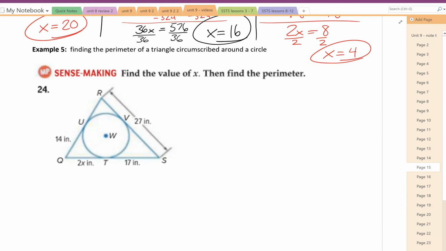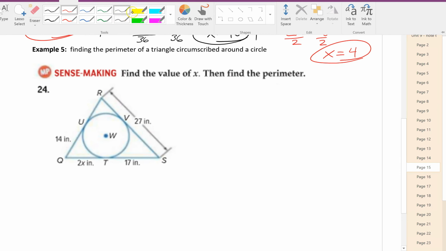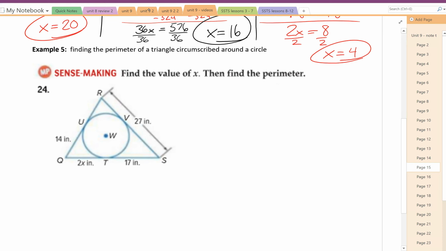On this one, I have a circle inscribed inside of a triangle. Right? I have circle W inscribed inside of triangle QRS. What actually ends up happening here is that I have a bunch of tangent lines. Right? So QU is a tangent line to circle W, and QT is also a tangent line to circle W.